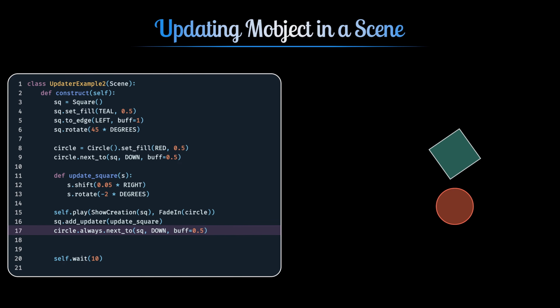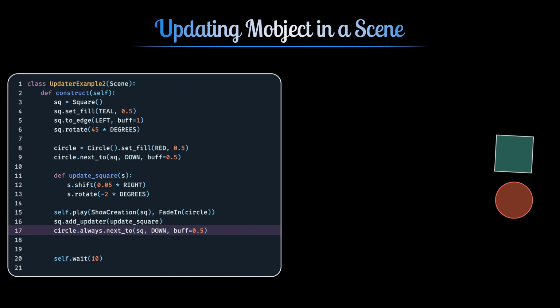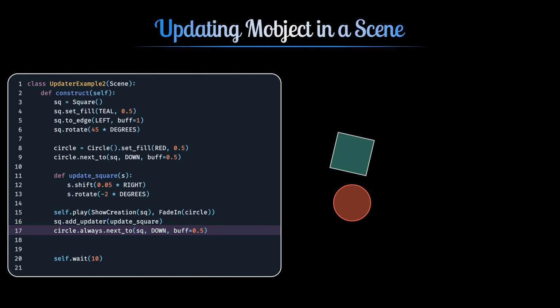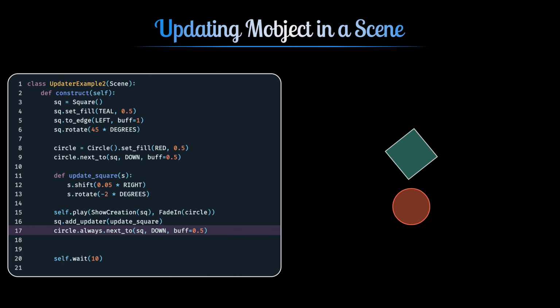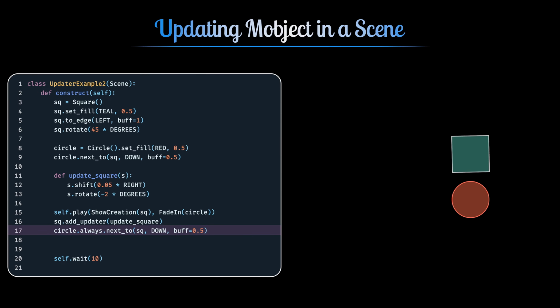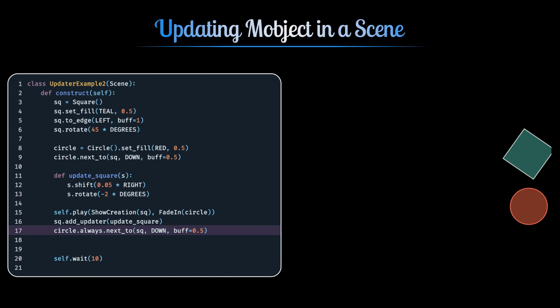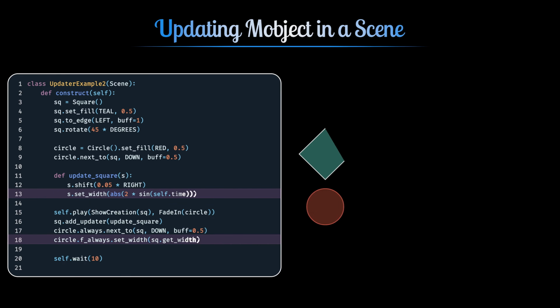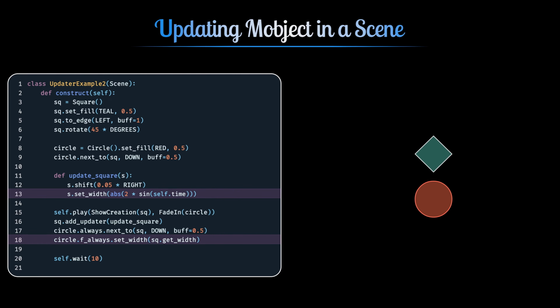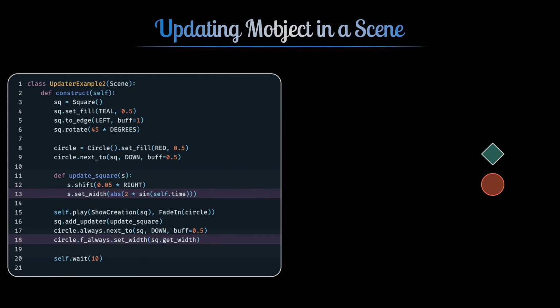If I define another scenario where the circle's diameter follows the width of the square, instead of changing the object by an absolute value, this time the circle's size depends on how the square's width is changing. That is, one object depends on another one. We use f_always like circle.f_always.set_width(square.get_width). Notice that there is no parenthesis after square.get_width.